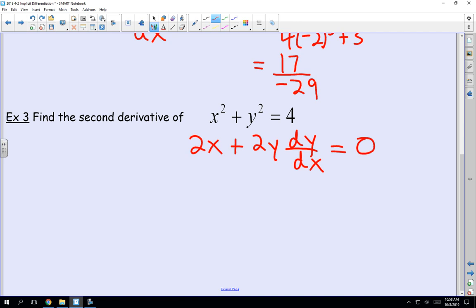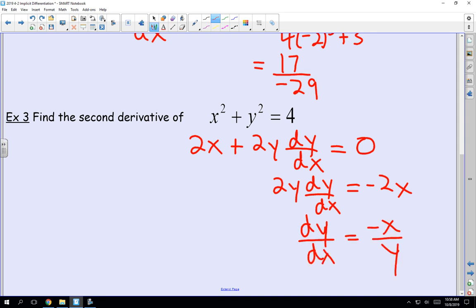And if I subtract the 2x over, divide by 2y, I get dy/dx equals -x over y as my derivative for that circle relation. So then I can plug in any coordinate on the circle and it would give me the slope of the tangent line.